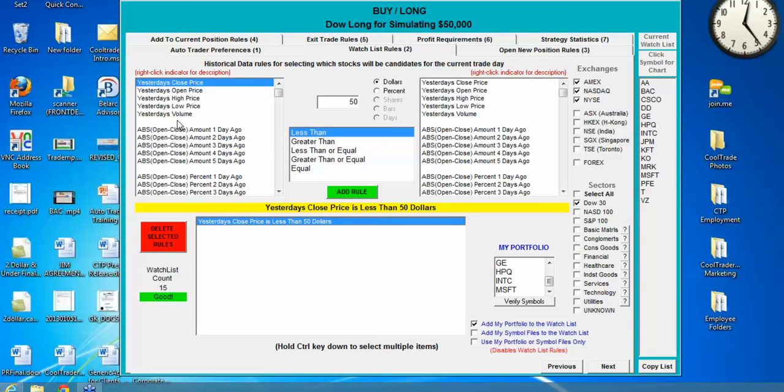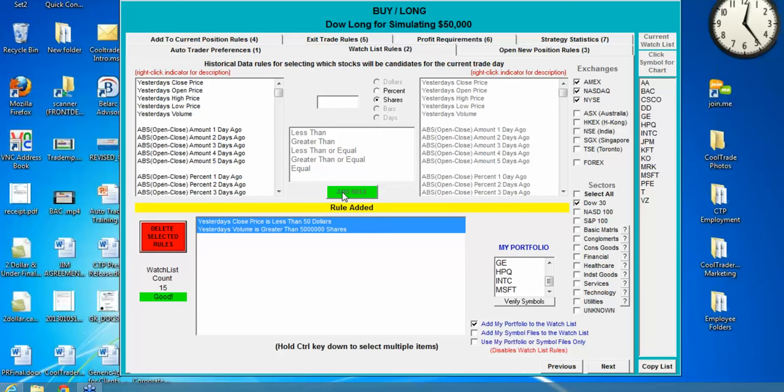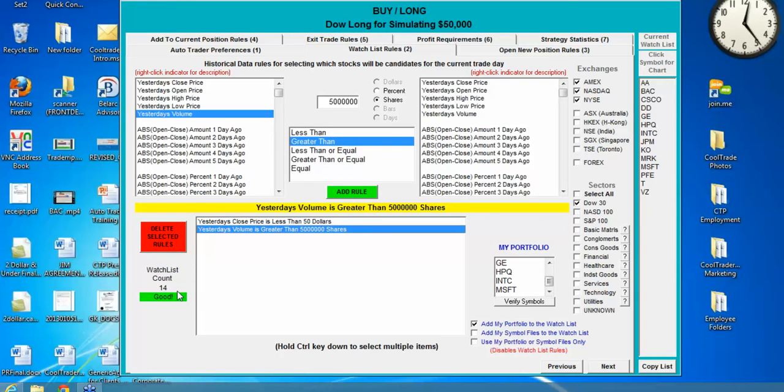So if we want to add another rule, let's say that we want yesterday's volume greater than 5 million shares. And we go ahead and add that rule. So now we have 14 stocks that are greater than 5 million shares.